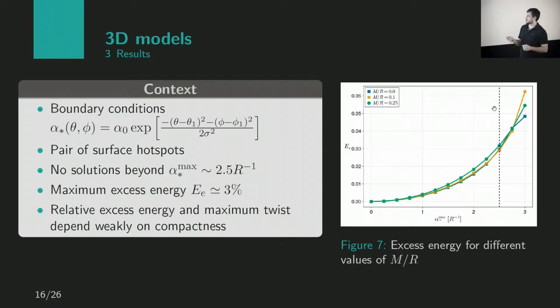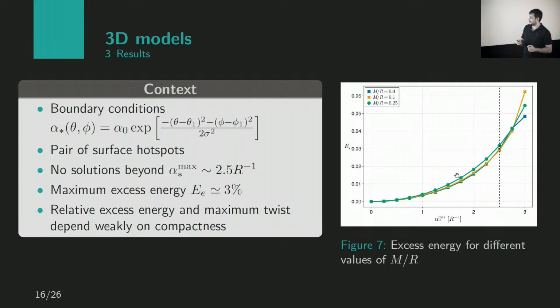Again, here I have drawn this line, even though we have some models beyond this line, but I will explain later why these models should be discarded. The actually accepted stable and force-free solutions, in this case, can reach a maximum value of alpha at the surface of roughly 2.5. This is measured in 1 over stellar radius. And in this case, the maximum excess energy that you can get is only 3% compared to the untwisted dipole case.